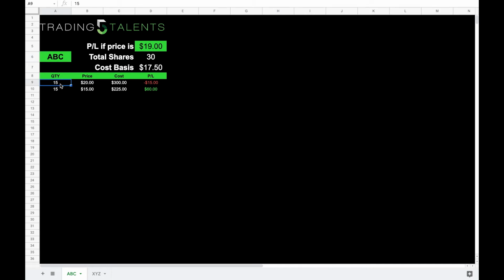So for each row, you're going to add in the number of shares that you purchased and the price that you purchased at. These are the only two inputs that you have to make. Once you enter the quantity and the price, this cost will actually calculate for you. And this column right here, the P&L, or the profit and loss, is going to be based on what happens above it up here. So let's start with each of these things at 0, and let's just leave this blank. Okay, so just having a fresh start here.